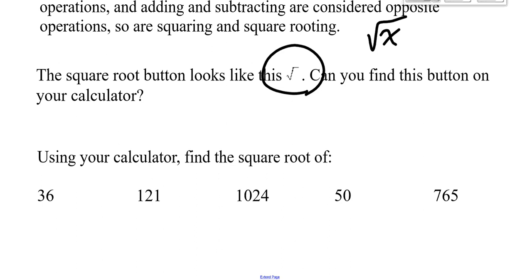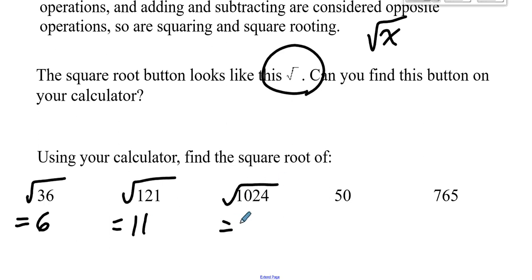So if we use our calculator to find what is the square root of 36, we get 6. What is the square root of 121? We get 11. Anytime we are finding the square root of a perfect square, we will get a whole number answer. So anytime our answer is a whole number, that means that the original was a perfect square.